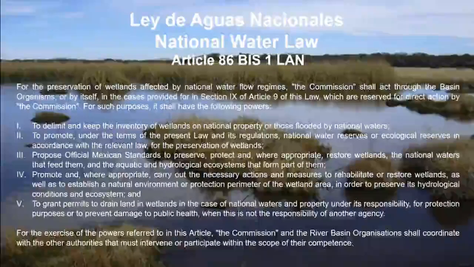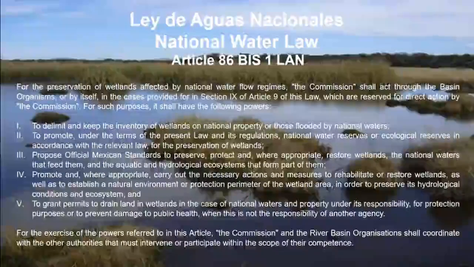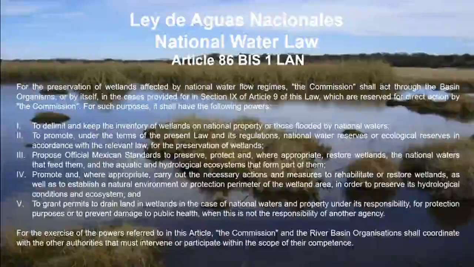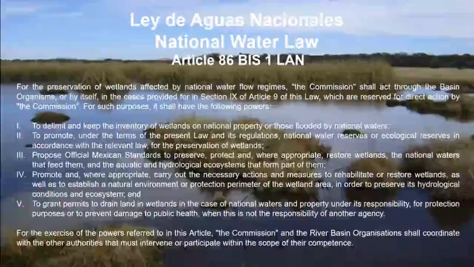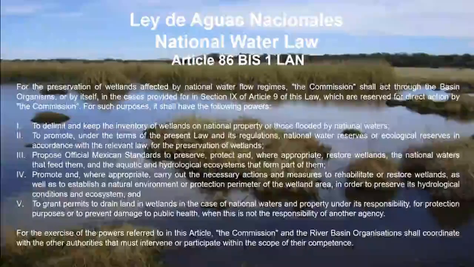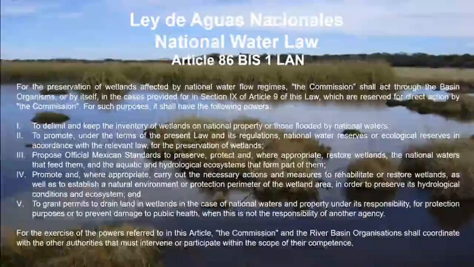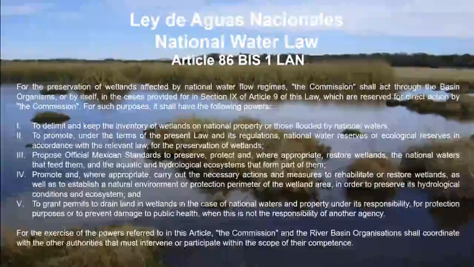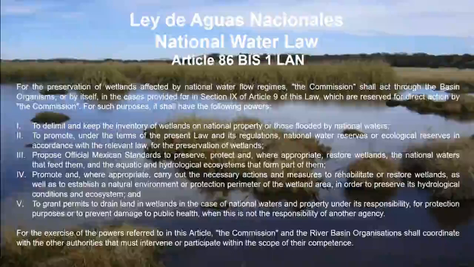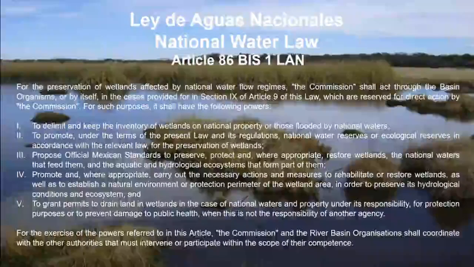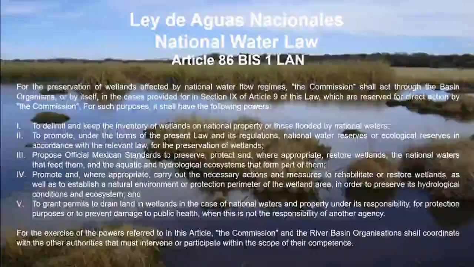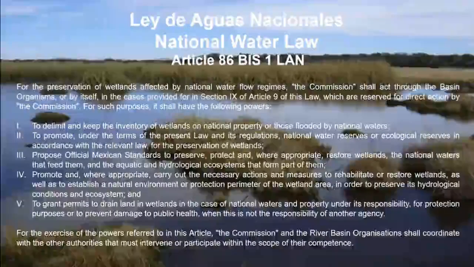So it's 5 areas. The first one is to delimit and keep the inventory of the wetlands. There was a first national inventory of the wetlands. It was implemented at a scale of 1 to 150,000, everything through cartographic means. Now we are making a second effort, which is to have this outlining of the wetlands at a scale of 1 to 50,000, which of course implies a lot of effort.